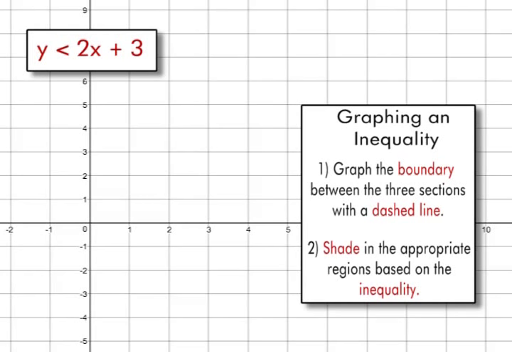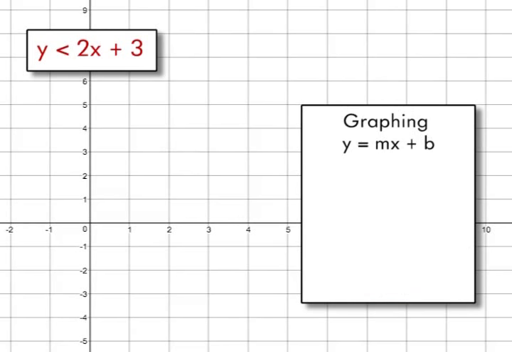So in order to graph y is less than 2x plus 3, we start by graphing the equivalent line, y equals 2x plus 3, just like we normally would. And we know this is in slope-intercept form, so I know the y-intercept, the location where this crosses the y-axis, is going to be positive 3. So I start by just drawing a point at 3 on the y-axis.